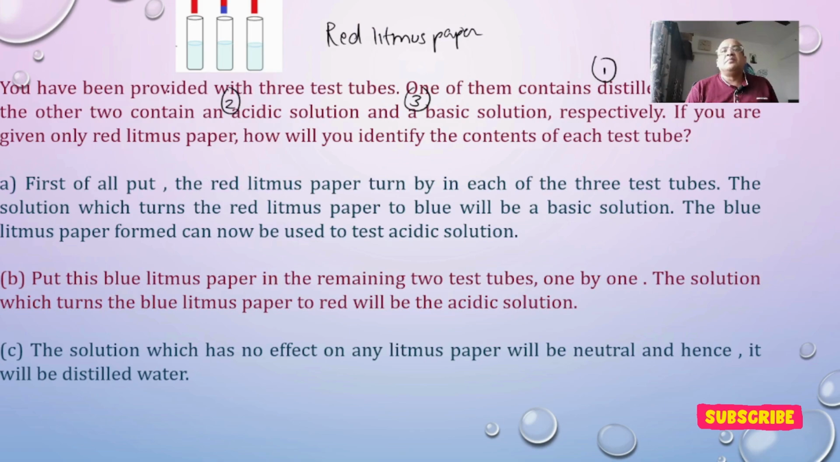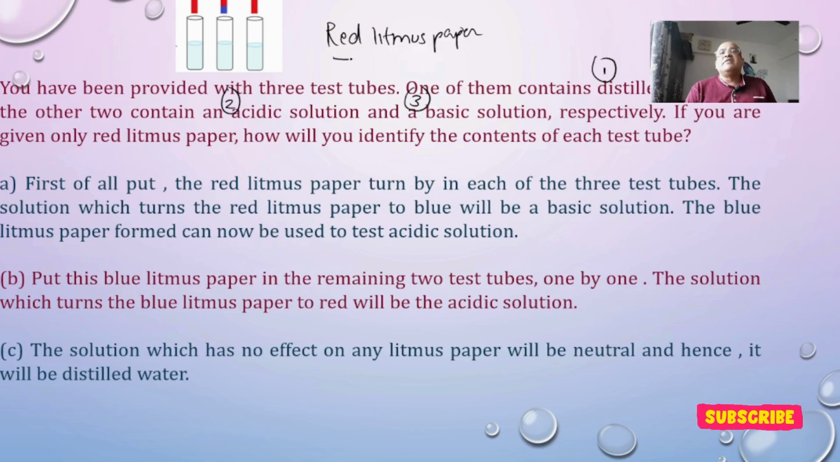Now we need to determine what is in which tube. Suppose we had been given blue litmus paper along with red. It would have been very easy to identify. We'd put blue litmus paper in all the solutions, and the solution which turns blue litmus paper red is acidic in nature. We'd put the red litmus paper in all the solutions, and the solution which turns red litmus paper blue is basic. And if there is no change in the litmus paper, that is my distilled water. So that would have been a very easy case.